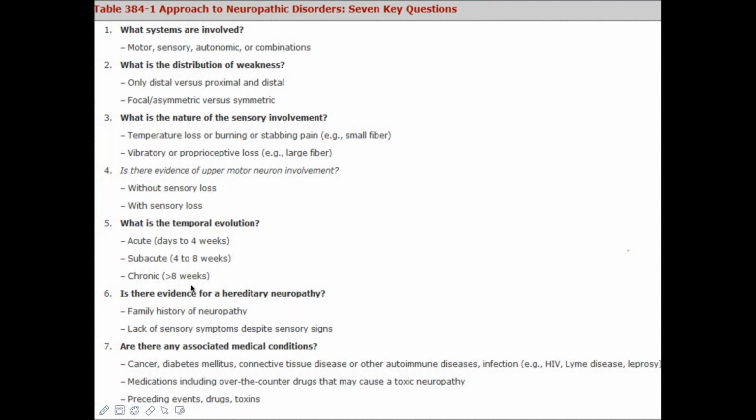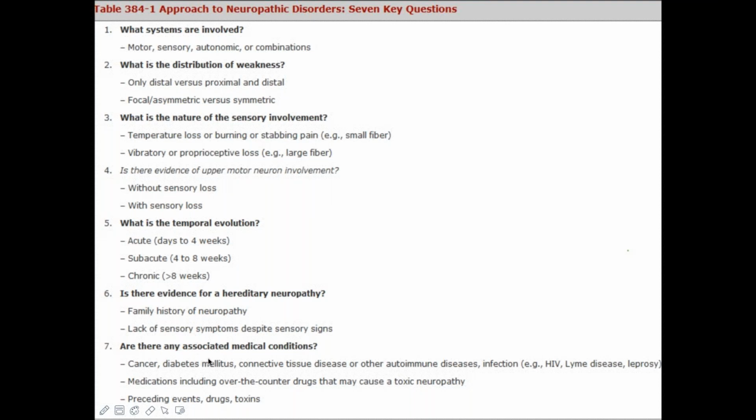Four weeks to 8 weeks, or chronic, more than 8 weeks? I told you this evolution is different for different diseases. On an average, a subacute or a chronic presentation might come to you, while acute will come to the emergency. And evidence for hereditary neuropathies, just leave this apart. We usually don't tend to give this as an undergrad case.